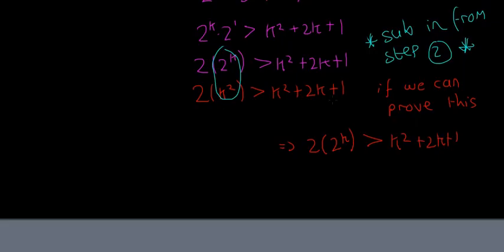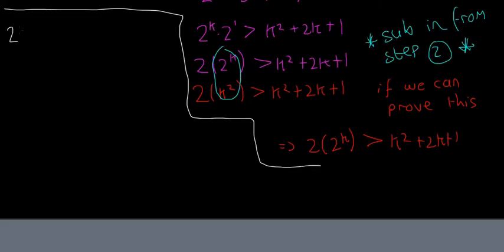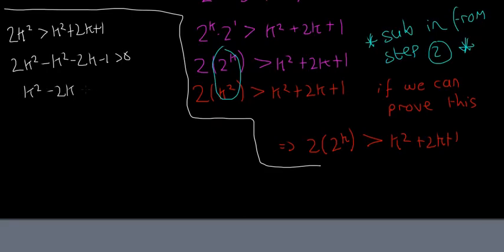So anyway, now you have to prove this over here, that 2k squared is greater than k squared plus 2k plus 1. So I'm going to continue doing that over here. So sorry about the mess. So now we have 2k squared greater than k squared plus 2k plus 1. So I'm going to move everything over to this side. So it's going to be 2k squared minus k squared minus 2k minus 1 is greater than 0. So that's going to be k squared minus 2k minus 1 is greater than 0.